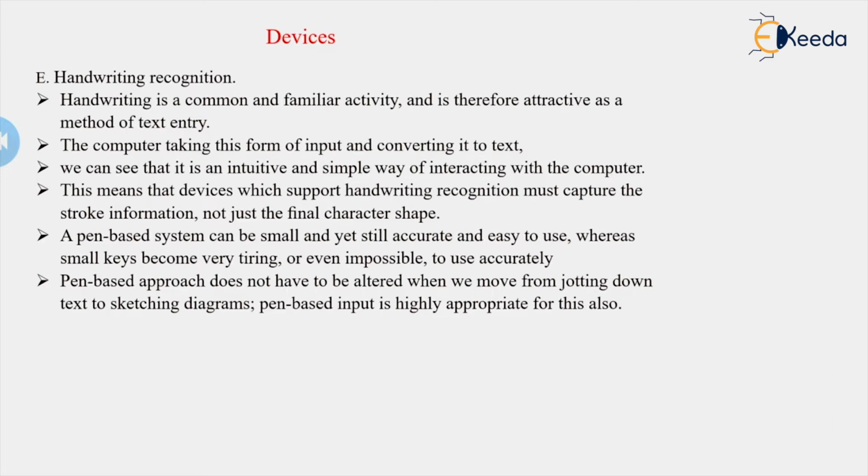Now, current technology is still fairly inaccurate and makes a significant number of mistakes in recognizing. This means that devices which support handwriting recognition must capture the stroke information, not just the final shape. Nowadays, there is a pen available with the phone, and that is the stylus. When you write with the stylus on the phone screen, it comes up. It can be used for animation and drawings also. Because of this, online recognition is far easier than handwriting on paper. A further complication arises because letters within words are shaped and often drawn very differently depending on the actual word. So the pen-based approach has not changed. Yet we are still jotting down text and sketching diagrams, where pen-based input is highly appropriate.